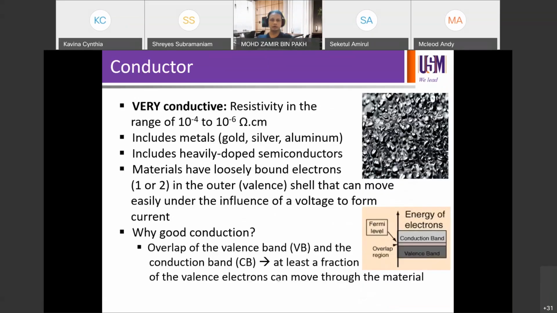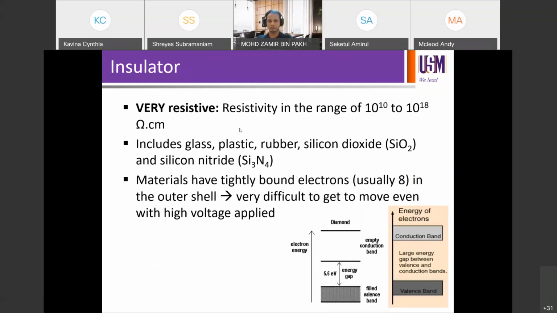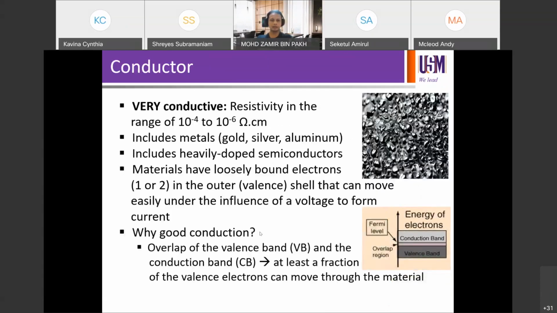On the other hand, if you look at a conductor, now you can see the difference here in the illustration. A conductor is very conductive in nature. The resistivity lies in the range of 10 to the minus 4 to 10 to the minus 6 ohm cm, in comparison to the insulator. It includes metals like what we've discussed just now.